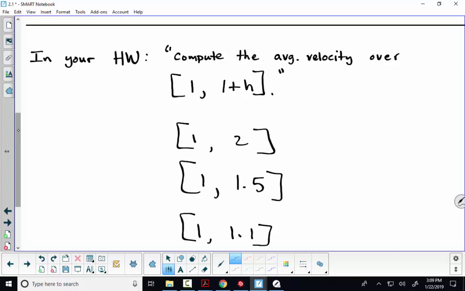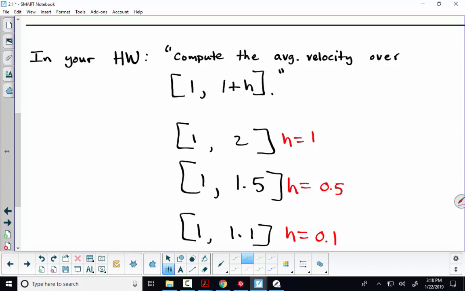This is from 1 to 2. If I go from 1 to 2, what's 1 plus h? Or what's h, rather? It's 1, right? So here, h equals 1. Here, h equals 1/2. And here, h equals 1/10. Right? So it's just another way to view all of those computations.